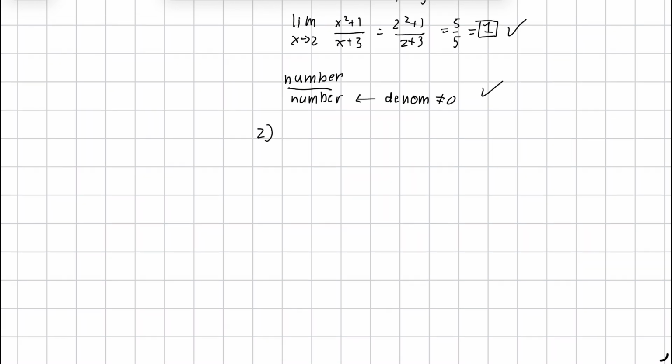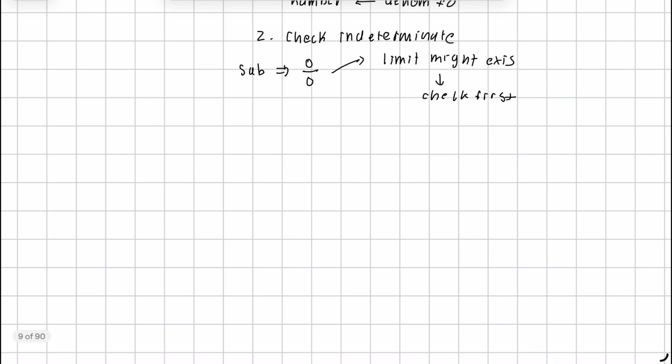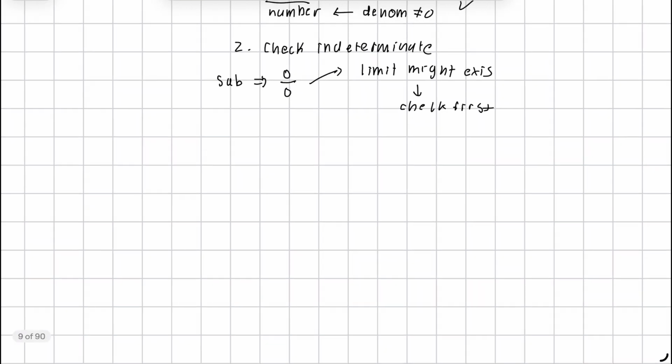Now, your second step is to check for indeterminate forms, which is when a substitution gives you 0 over 0. That means that you are indeterminate, which means that the limit might exist. However, you need to check first. Our second rule is if we get 0 over 0, you have some choices. You can factor, simplify, and then check substitution again. It might just not be in the right algebraic form.